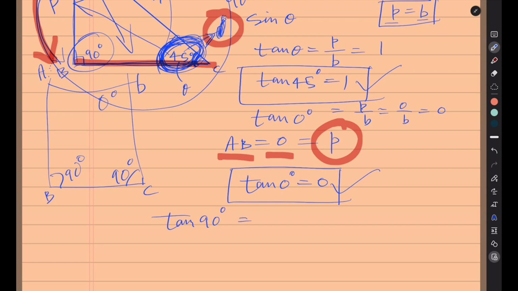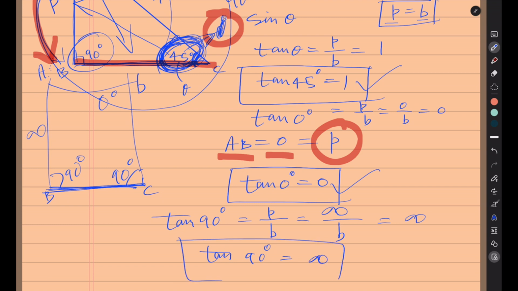Here we are not talking about any real situation, but one thing we are quite certain about: this tan 90 degree will again be the ratio of P and B. Here we know that P will be a kind of infinity. B will be the same. There won't be any change in B. But this will become infinity. So tan 90 degree will be infinity.